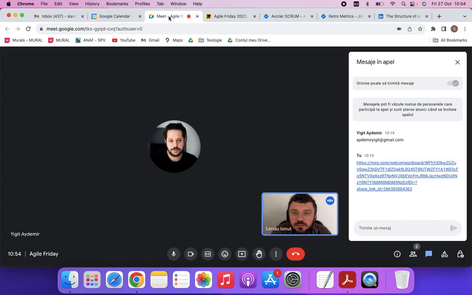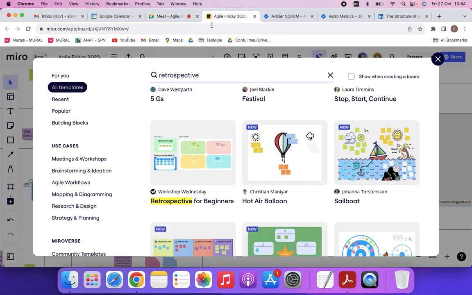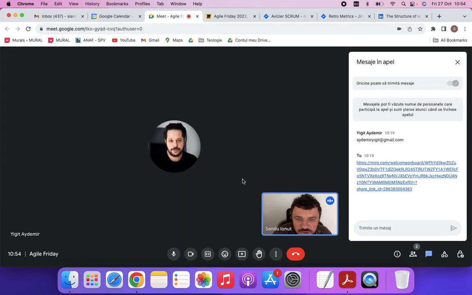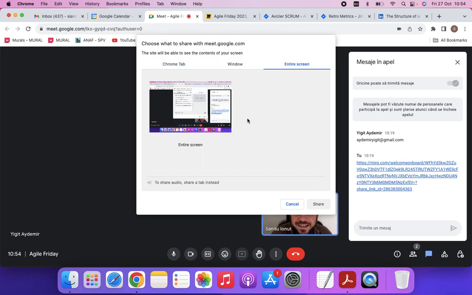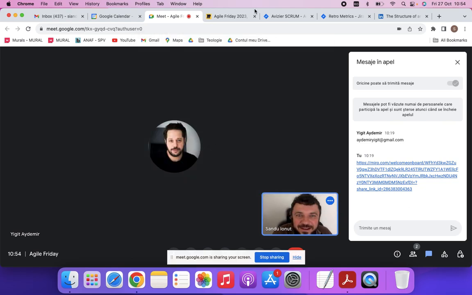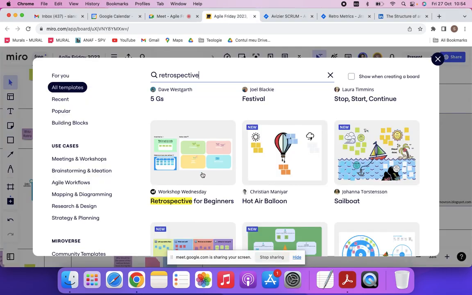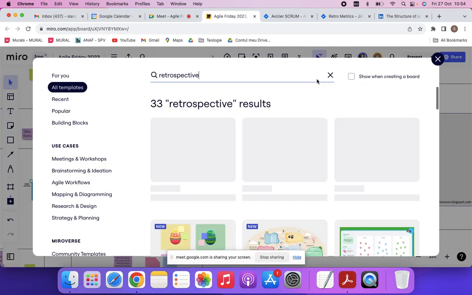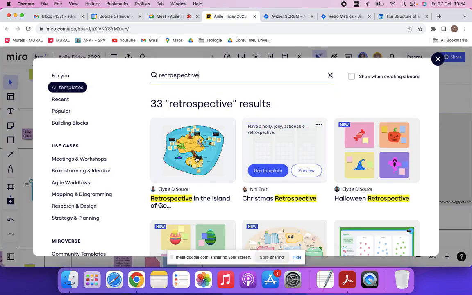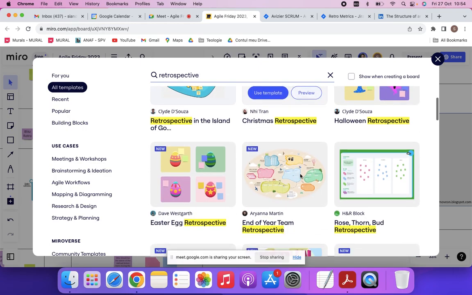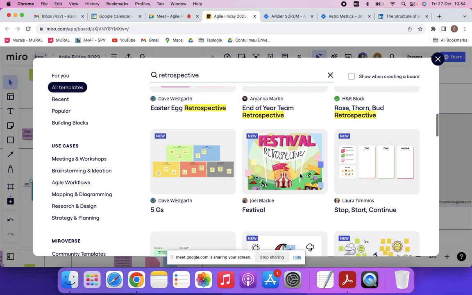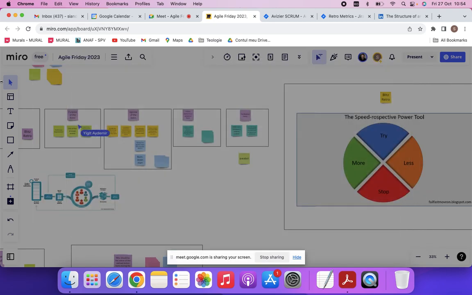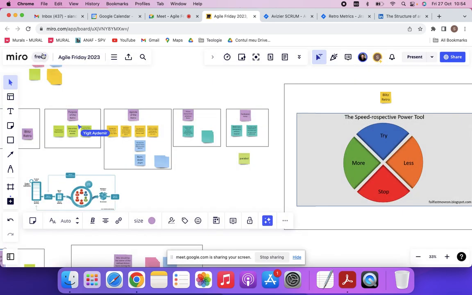Yes. Oh, sorry, let me share the screen. Right. Good. So in Miro, you have a lot of templates. Can you see my screen? Yes. All right. So in the Miro templates, and now I'm not advertising Miro because I have a free plan. They don't pay me for nothing.